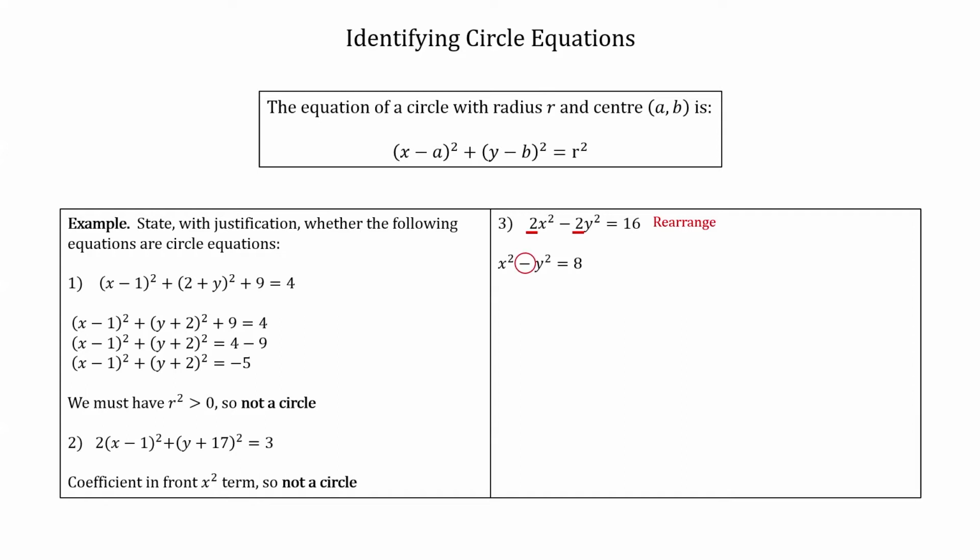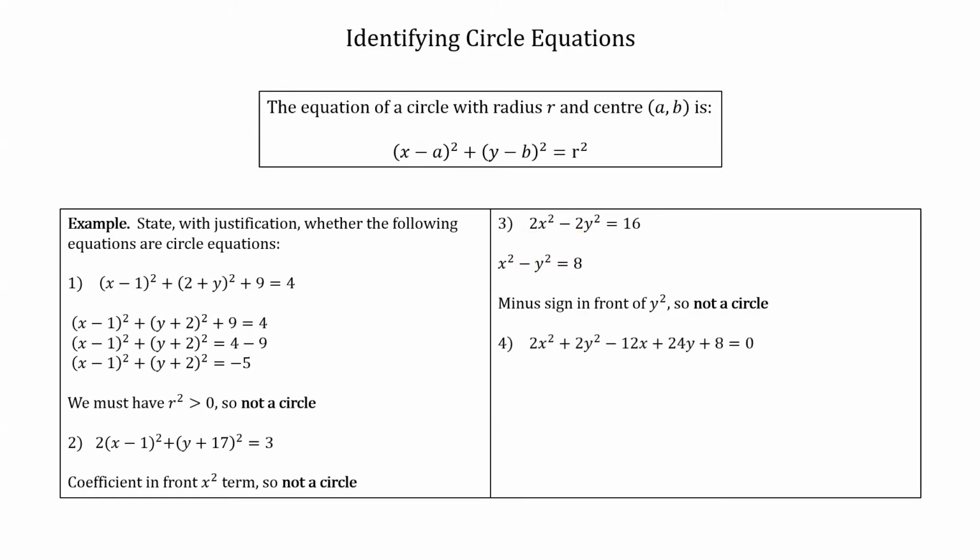This is still a problem though, because this should be a plus. We're supposed to have an x term plus a y term, but we have a minus. There's no way of rewriting this so that it is a plus. So that's an issue. Hence, this is not a circle. So let's try one more equation.